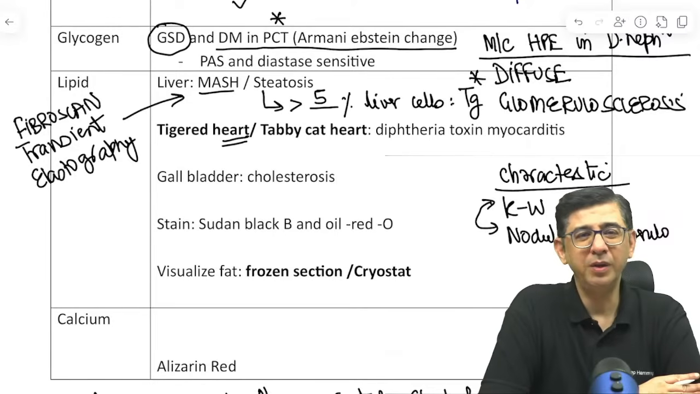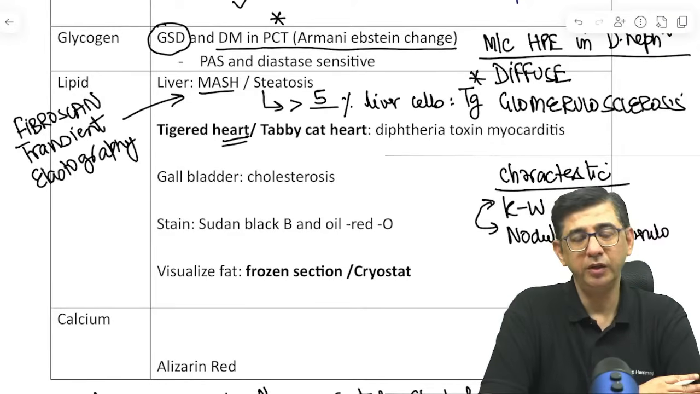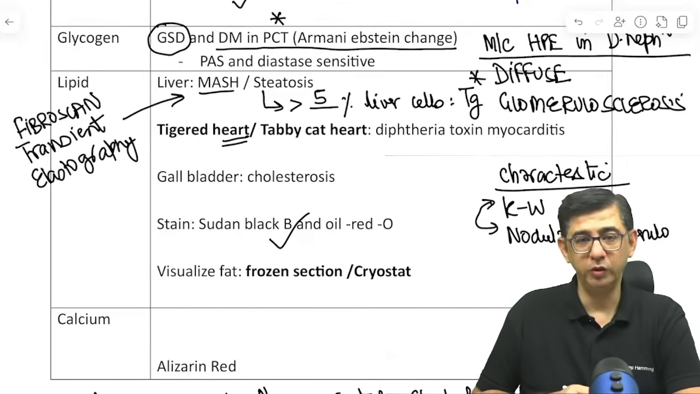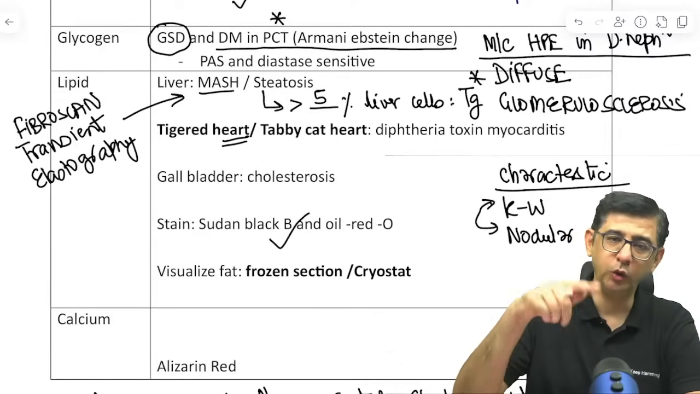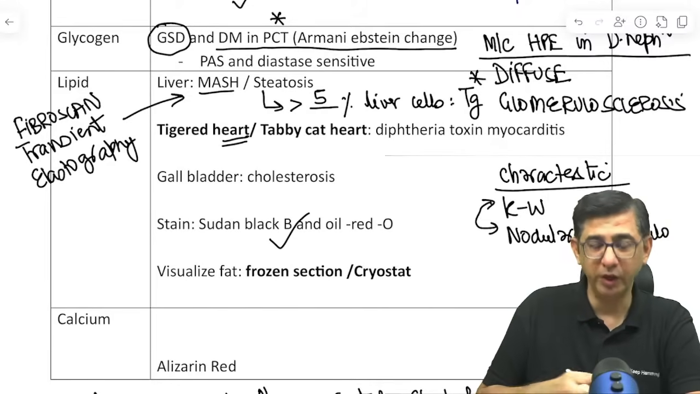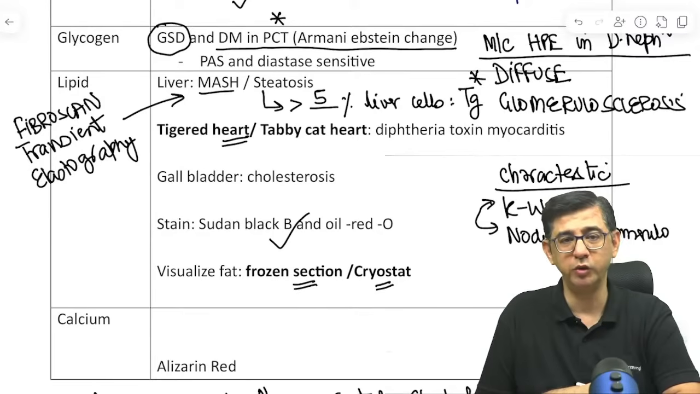Then other examples are like cholesterolosis, where you also get the strawberry gallbladder, and then the stains are obviously Sudan black B and oil red O. And to visualize the fat, because Sudan normally gets washed off. Fat means round globules that you see, fat is always washed off. But if the fat needs to be visualized, then we use frozen section biopsy, that is cryostat, that helps you to visualize the fat.